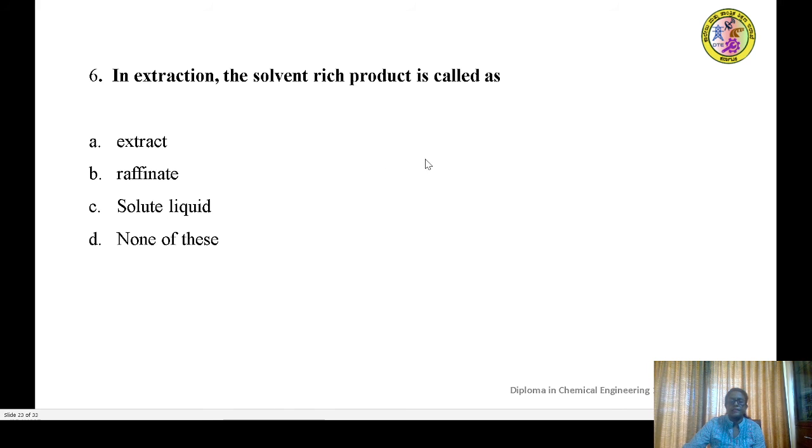So it is the extract. Solvent-rich product in the operation is always called the extract, or extract layer, or extract phase. Option A is the answer.